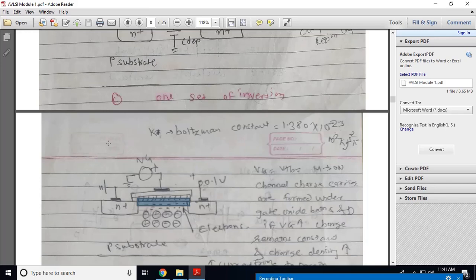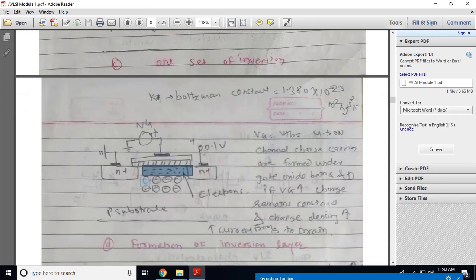When you increase the voltage on the gate, more electrons try to move from source to drain, and the depletion region charges move downwards. So electrons are moving from source to drain, and drain current starts to flow in a MOSFET.